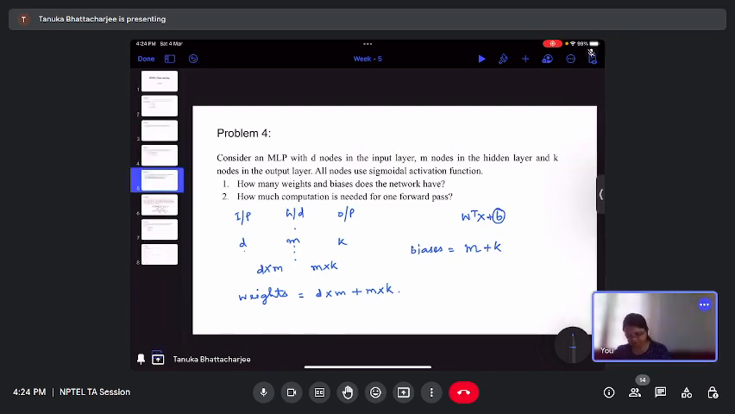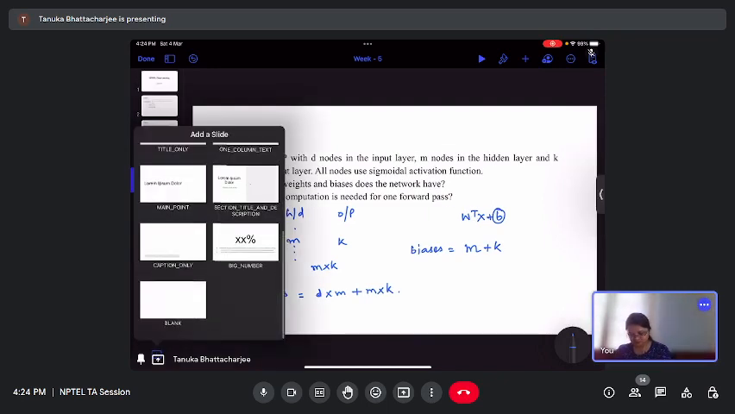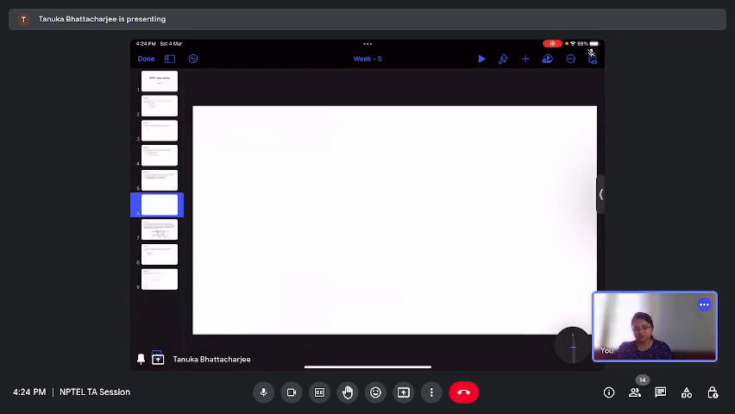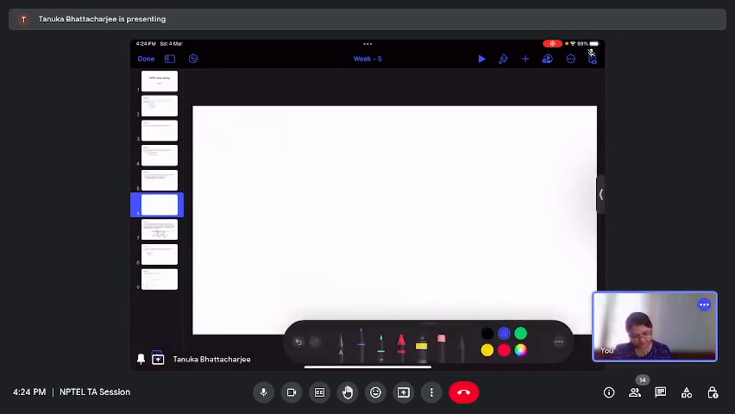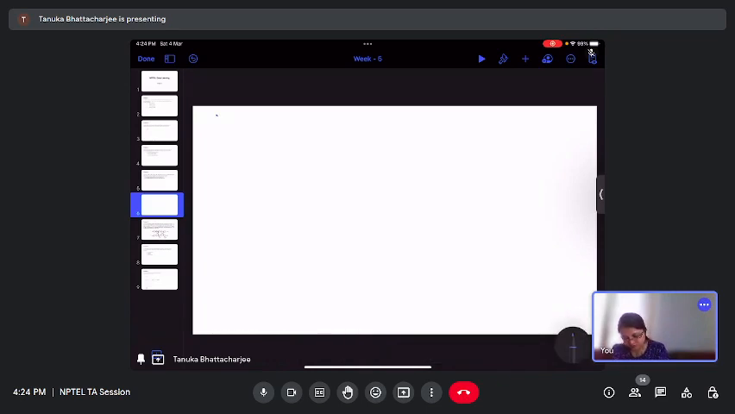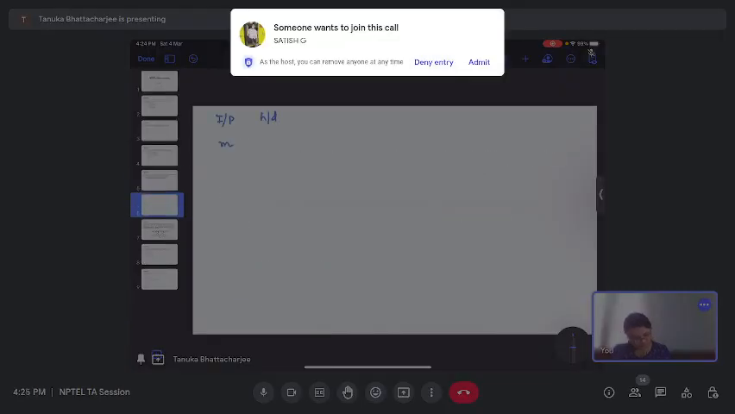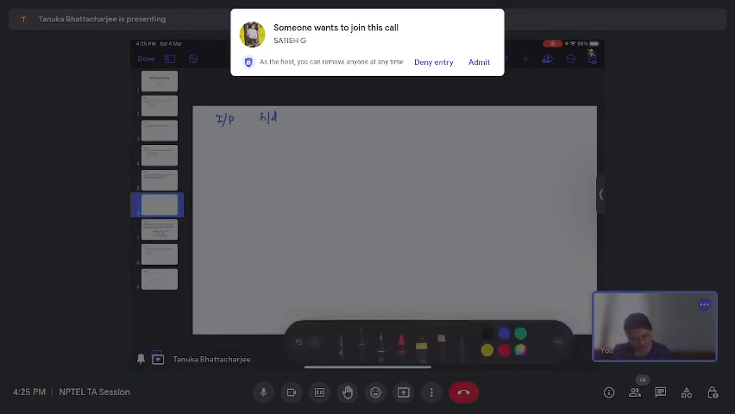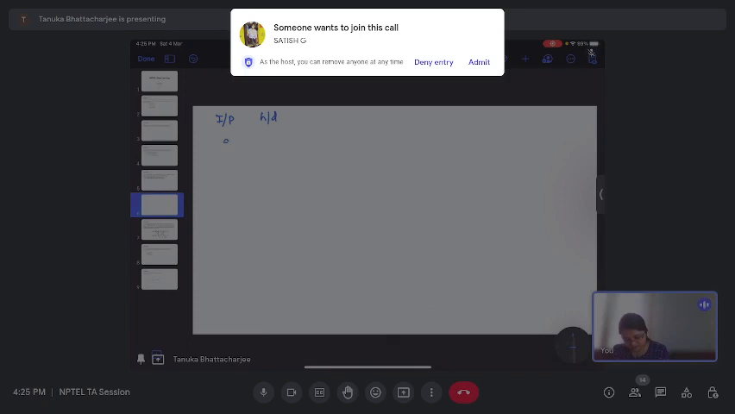So you have an input layer with D nodes, a hidden layer with M nodes, and an output layer with K nodes, right?